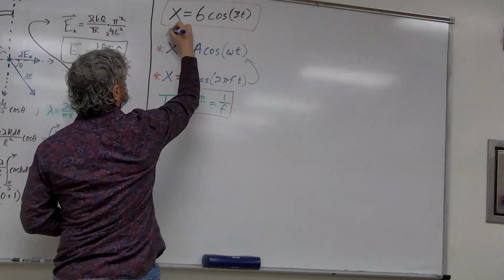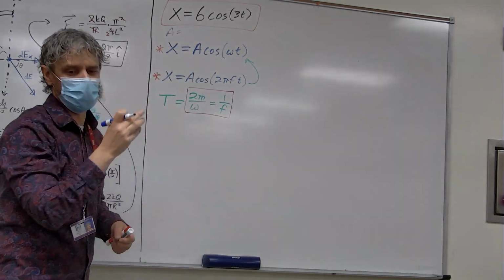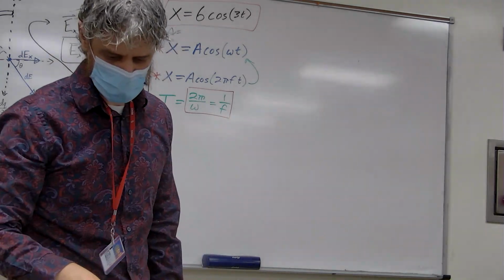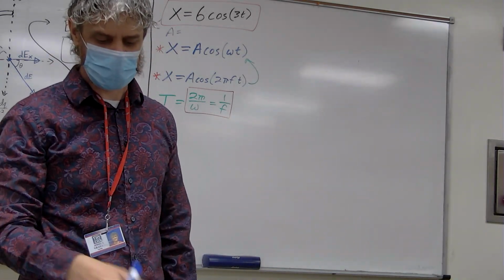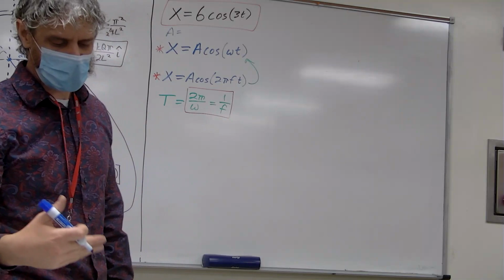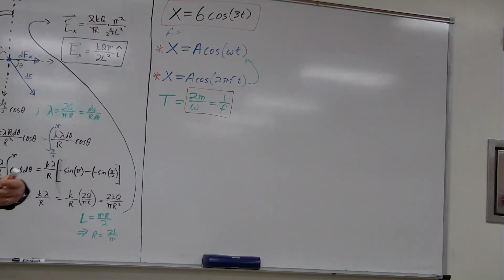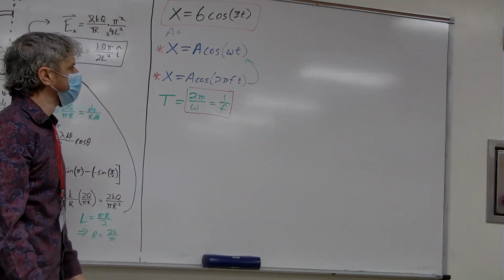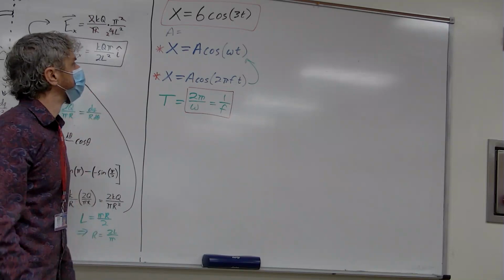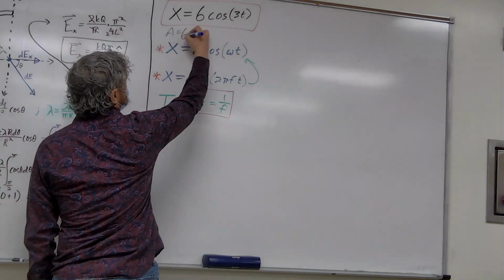It's 6. There's a problem here, by the way. It says x is in centimeters in the setup, but then in numbers 5 and 7, it actually says meters. So that's a mistake that Alex made, so blame her. So the amplitude here is 6 centimeters.